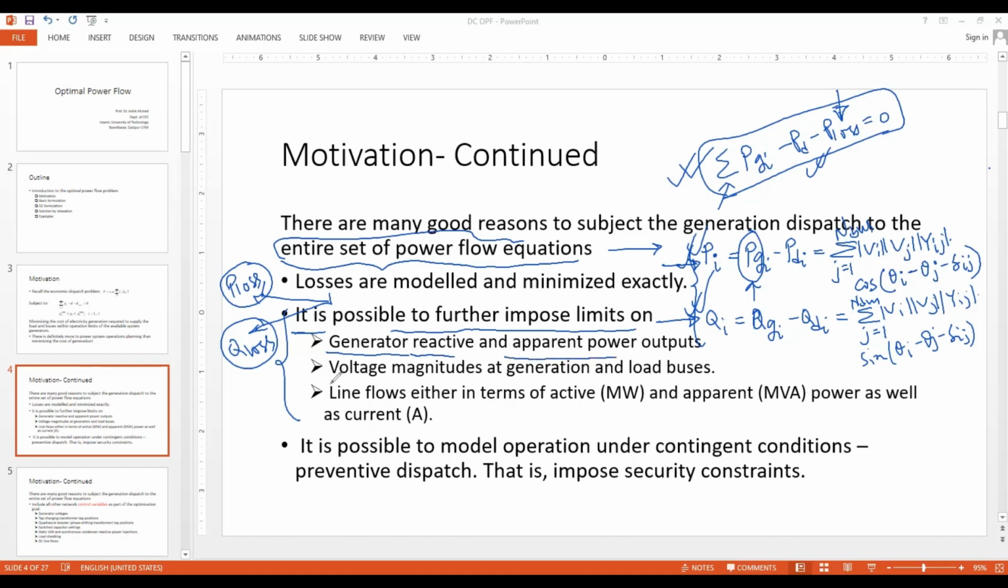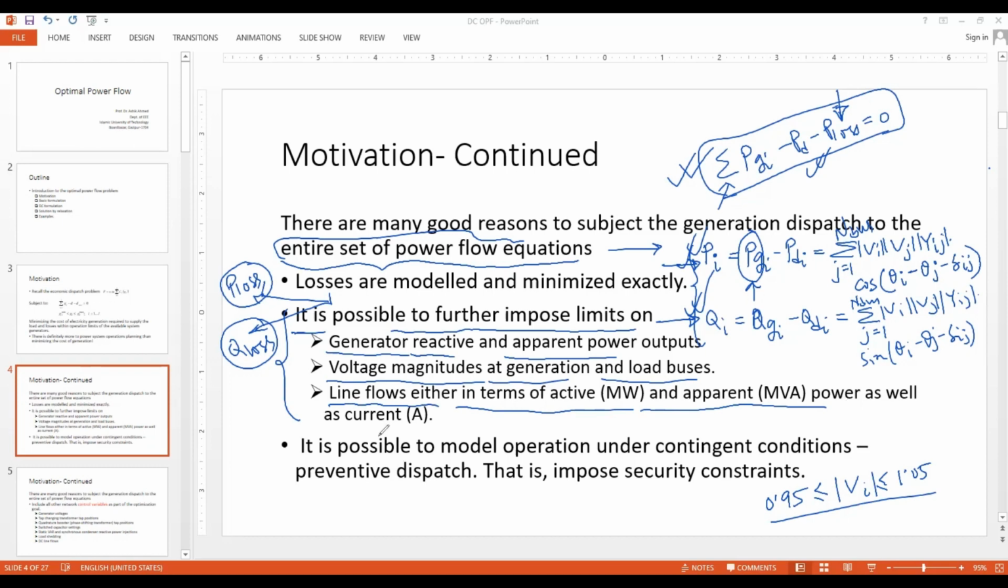We may also impose limits on the voltage magnitudes. In general, the voltage magnitudes at any bus are limited by a certain standard, and that is in per unit between 0.95 to 1.05. So this kind of limits could also be imposed at certain generation and load buses. We may also impose limits on the line flows that are appearing throughout our network in each of the lines, because as we know, each line is designed for carrying a certain amount of real power as well as reactive power.